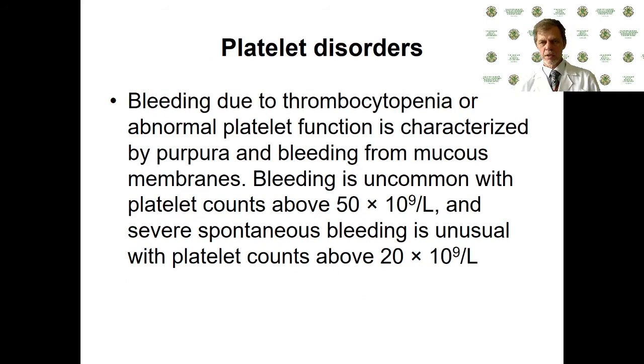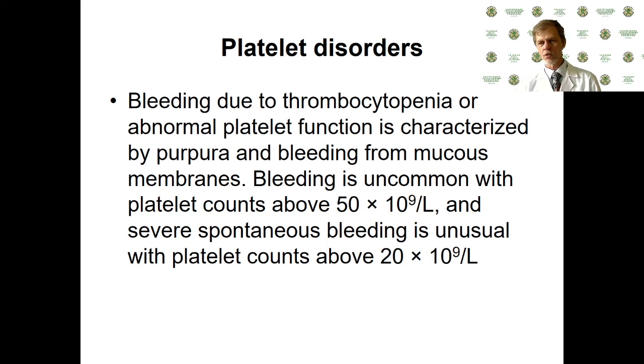Next, platelet disorders. Bleeding due to thrombocytopenia or abnormal platelet function is characterized by purpura and bleeding from mucous membranes. Bleeding is uncommon with platelet counts above 50 times 10 to the 9th, and severe spontaneous bleeding is unusual with platelet counts above 20 times 10 to the 9th. The idea of this disease is very simple. If we have a low platelet count, there is no primary stop of bleeding, as a result patient may expect bleeding in small trauma, even actually without visible trauma.